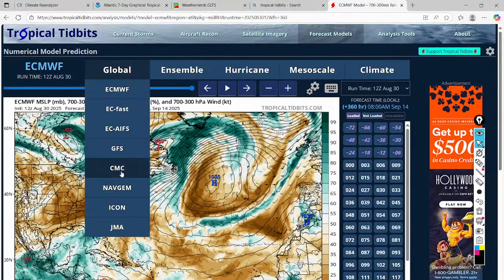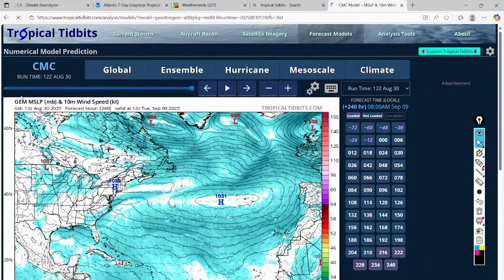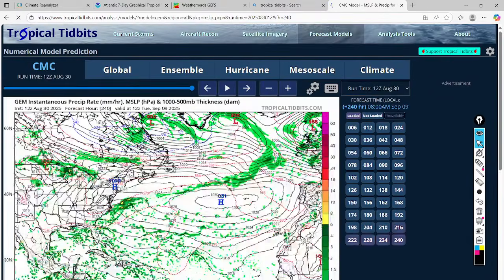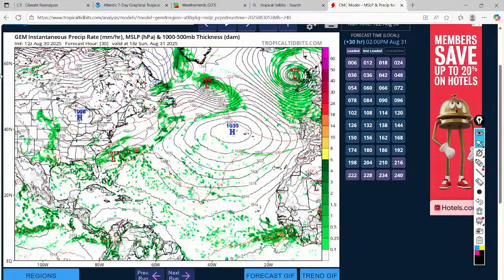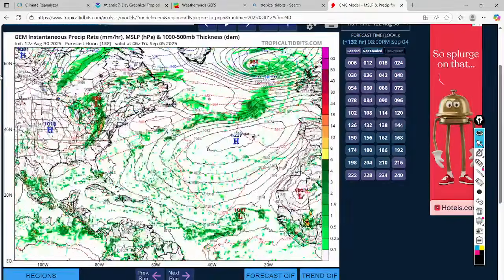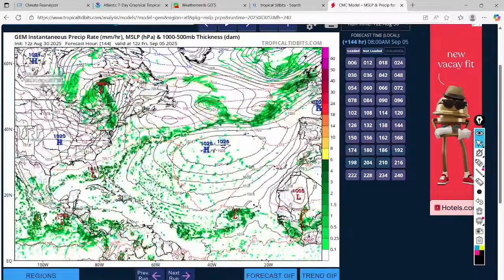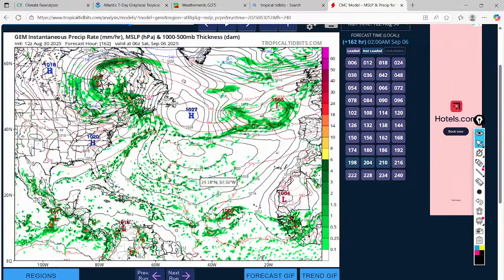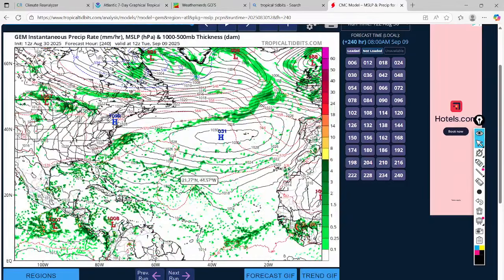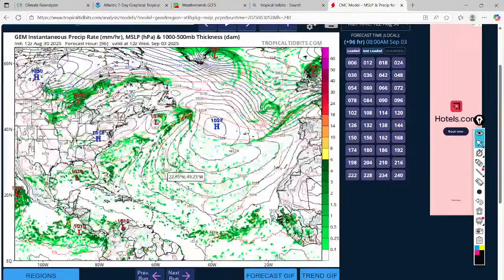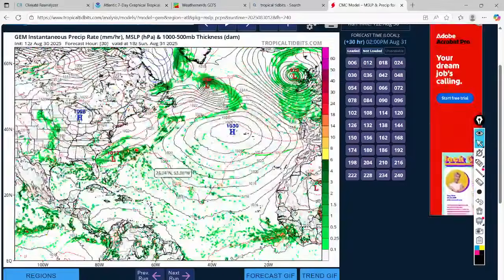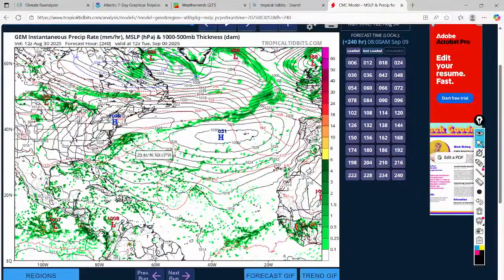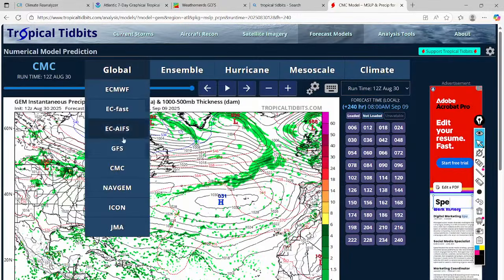Let's also take a look here at the Canadian. Why not? Let's take a look at the Canadian model. We're taking a look at all models right now. Today's Canadian really doesn't show any development out of this system. We do see some development in the short term, but in the long term this does fizzle out as the conditions become less conducive. This is about September 9th, okay? So something to really watch out for.